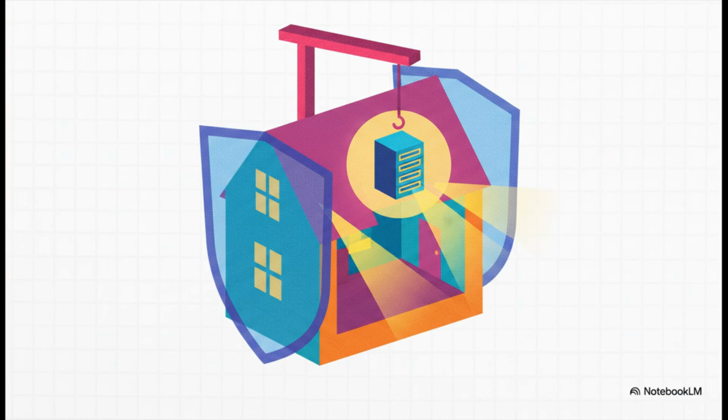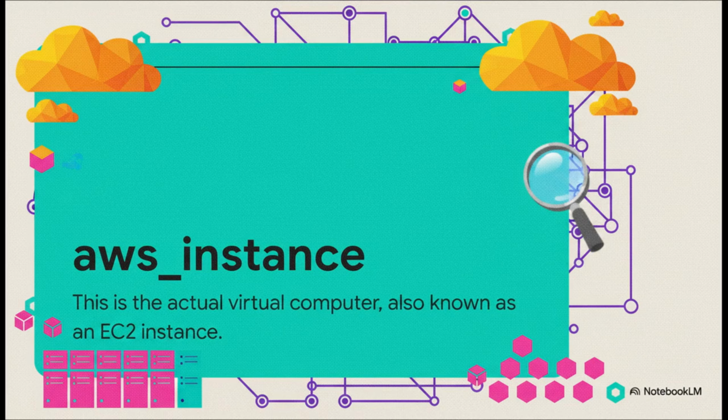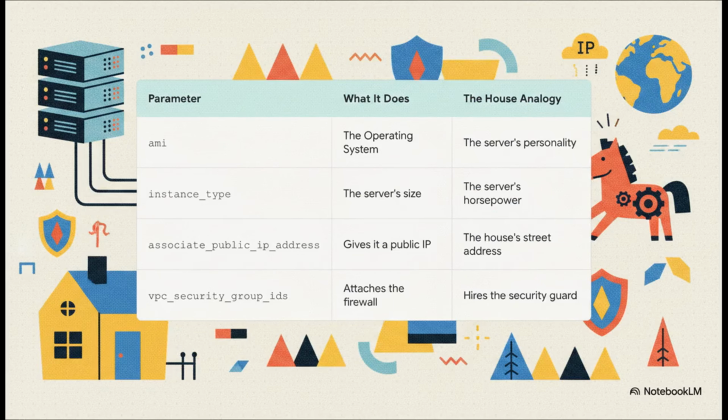Okay, the house is built, it's secure, now for the main event, putting the server inside. And this AWS instance resource, that's the code that actually builds our virtual computer inside the subnet. And here are the key specs: what OS it runs, how powerful it is, and its public street address.